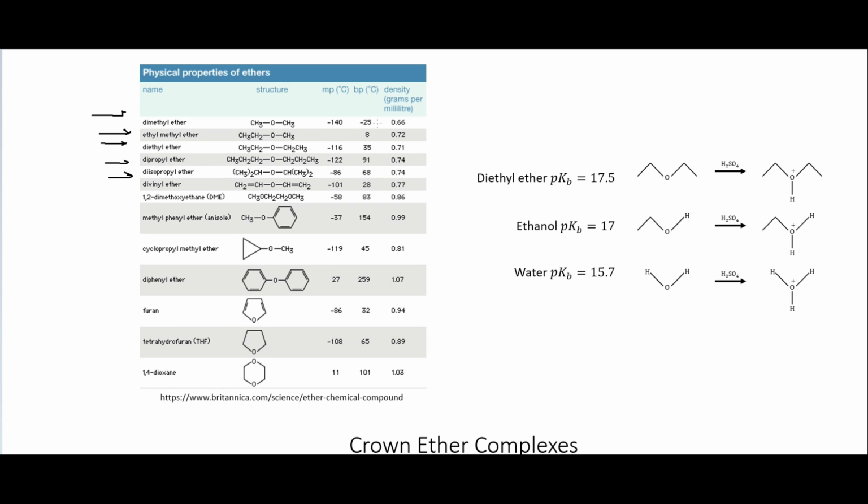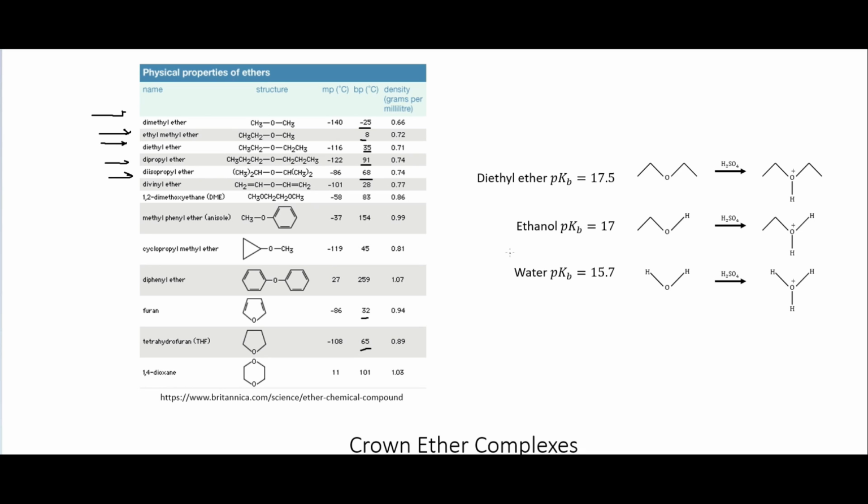So we see that these are increasing in boiling point, so negative 25 to 8 to 35 to 91. The diisopropyl ether is going down in boiling point. That's because it's more branched, it's less linear, and so they don't stack together as nicely. And then we see the difference between furan and tetrahydrofuran. We are seeing an increase in the boiling point there.